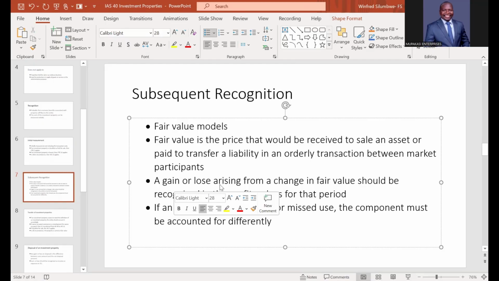Now, if the investment property is mixed use, the components must be accounted for differently. Meaning, if you built a property and part of it is being used as an office, and part of it is being used as an investment property, then you need to apply both accounting standards. Where you're using it as an office, you apply IAS 16. Where you're using it as an investment property, you apply IAS 40. Meaning, if it is a building where the first, second, and third floors will be administration and the rest something else, then you need to account for them separately.